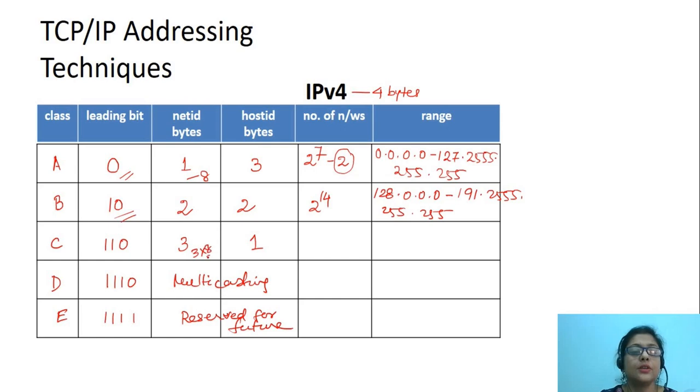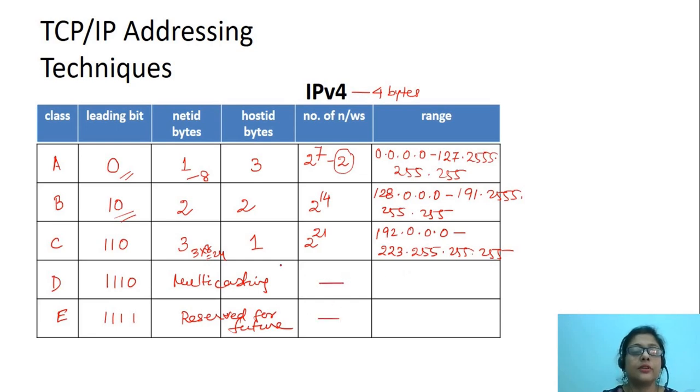Coming to Class C, we can see that there are 3 network bytes, and 3 means 3 into 8, so 24 bits. Out of 24, 3 bits are already in use, so we are left with 21 bits. So the number of networks will be 2 to the power 21. And the range is 192.0.0.0 to 223.255.255.255.